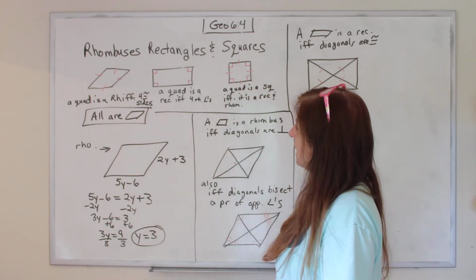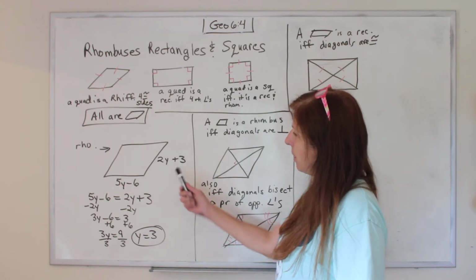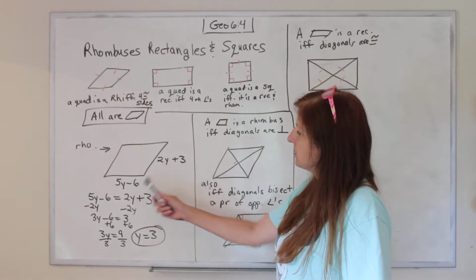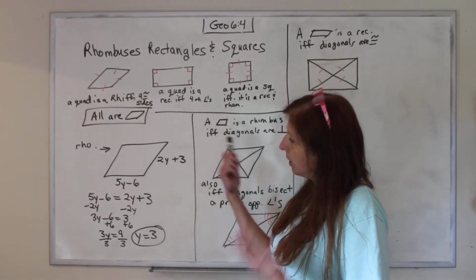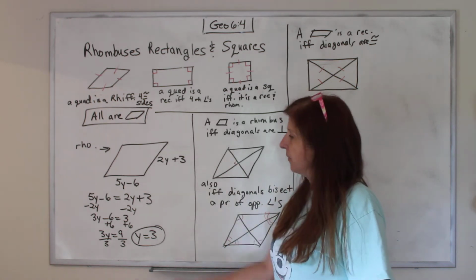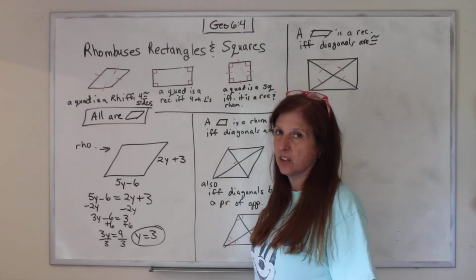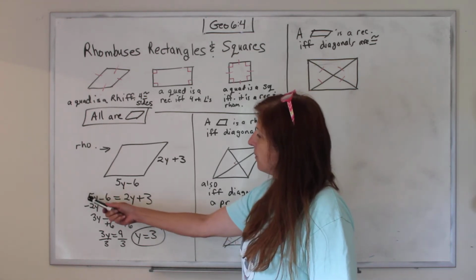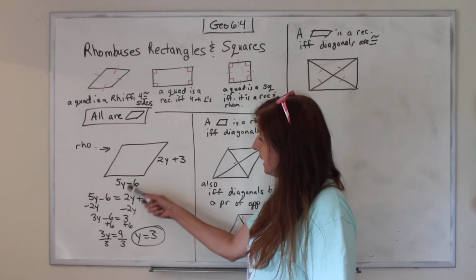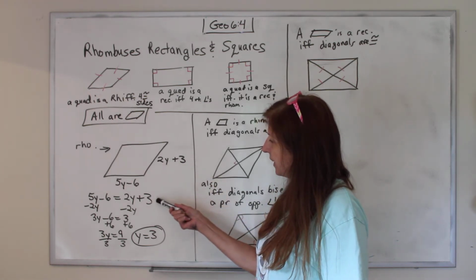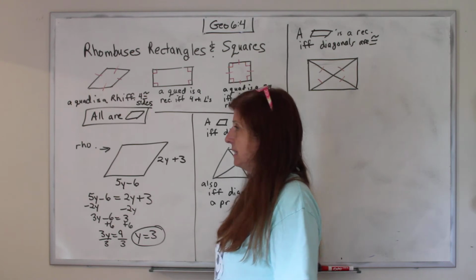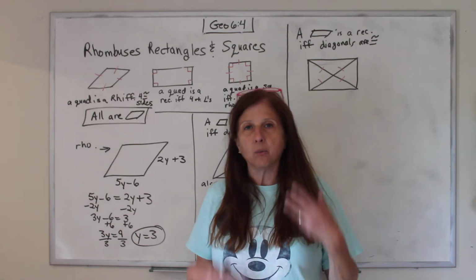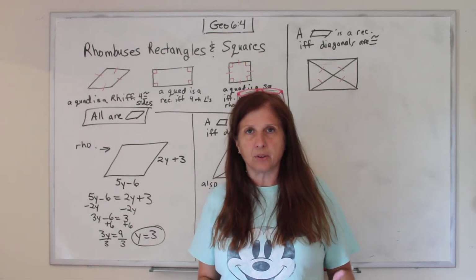All right, so here, this is a rhombus, and we need to solve for y. Well, if it's a rhombus, we know these two expressions are equal to each other, and we can set them equal to each other to solve for y. So I wrote 5y minus 6 equals 2y plus 3. And then I need to just solve for y. And the first thing I need to do is get all my y's together.